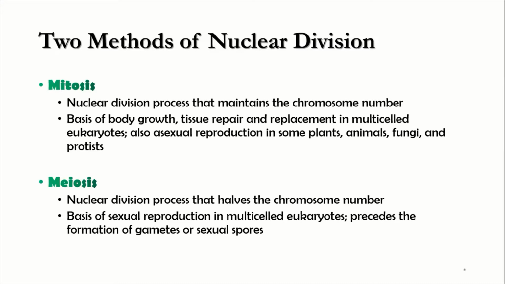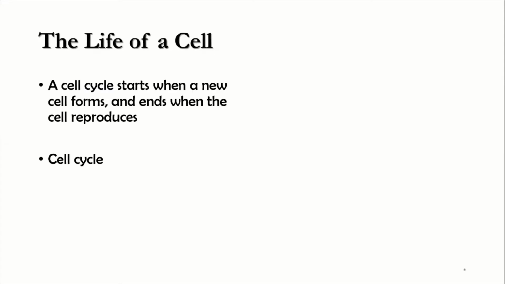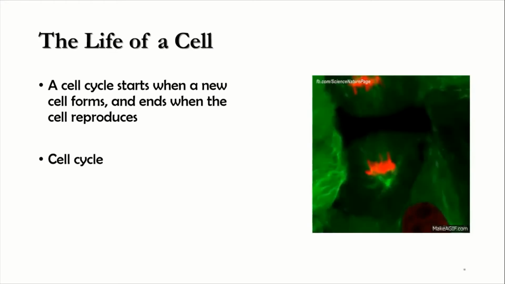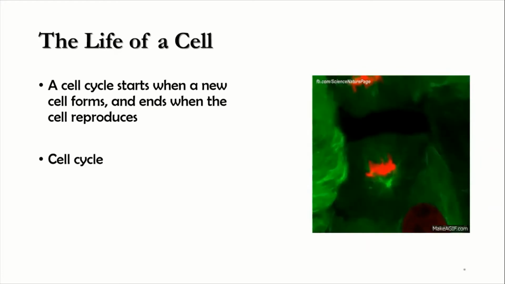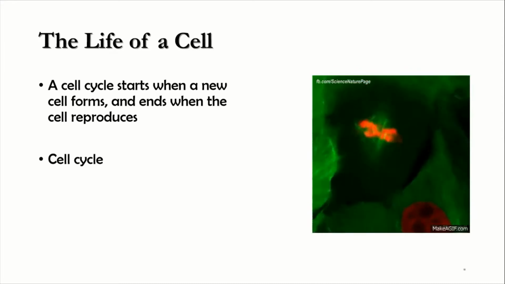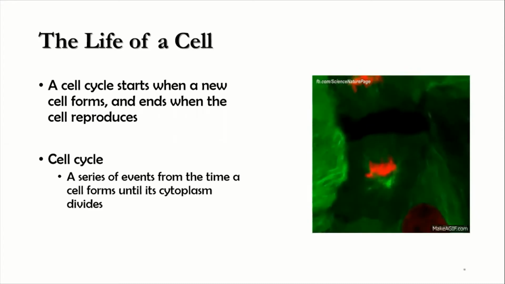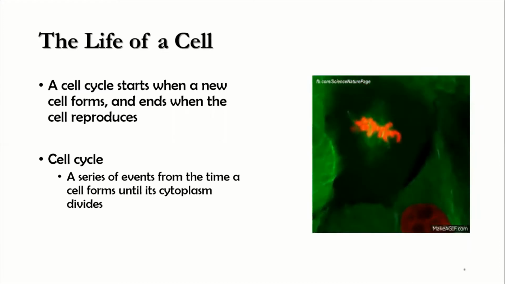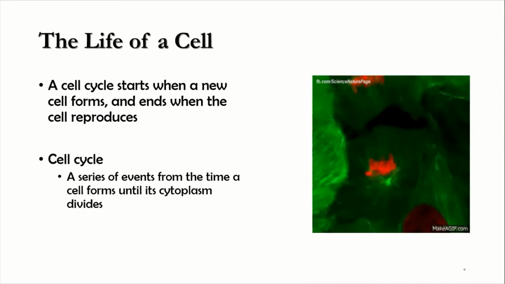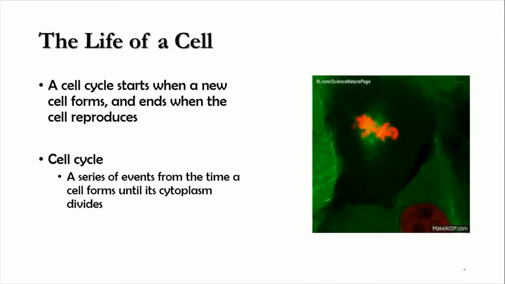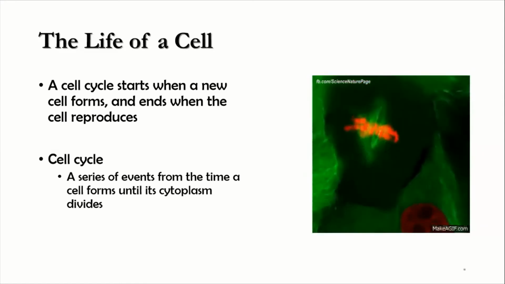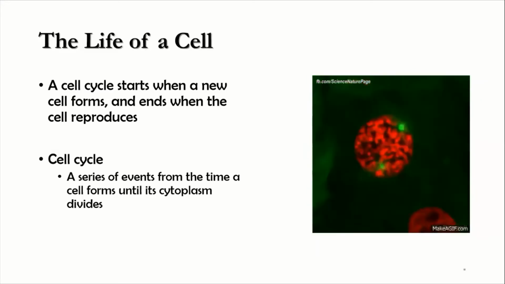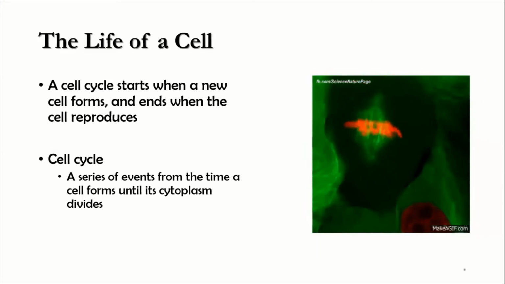Now let's go to the life of a cell, or let's say the cell cycle. It starts when a new cell forms and ends when the cell reproduces. On the animation on your right, this is a cell undergoing mitosis. Before we go to the cell cycle, remember that your cell cycle is a series of events from the time a cell forms until its cytoplasm divides. As you could see, you have a red structure, that is your chromosomes, and then you would now see the separation. Now you have two cells.